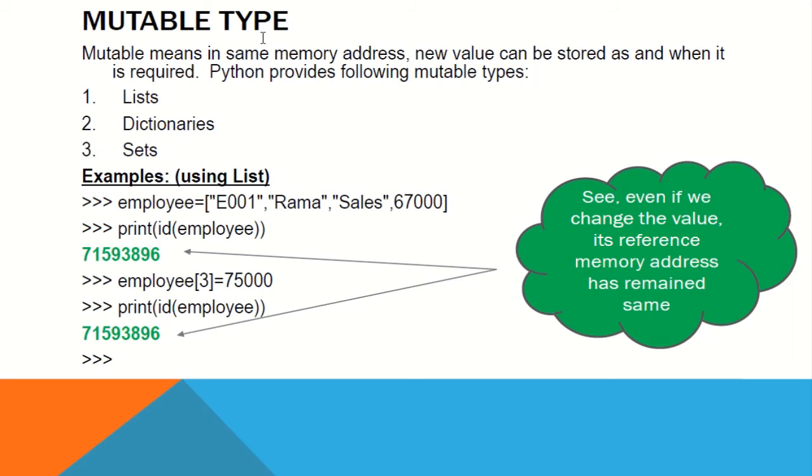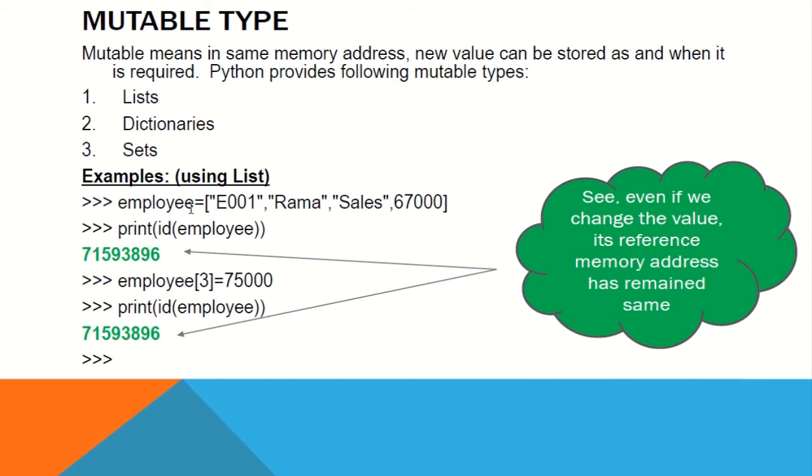Now next is your mutable type. Mutable means that in the same memory address, a new value can be stored as and when it is required. Python provides the following mutable types. So what are the mutable types which could be changed? Like list, dictionaries, and sets.